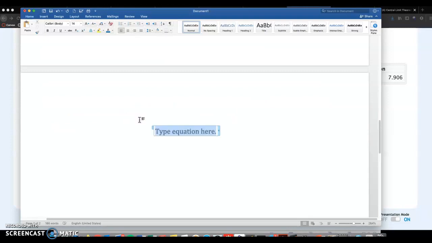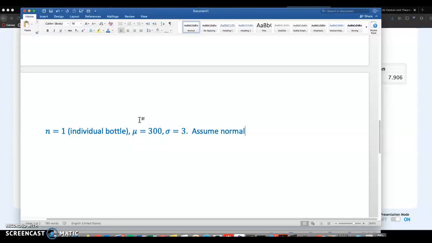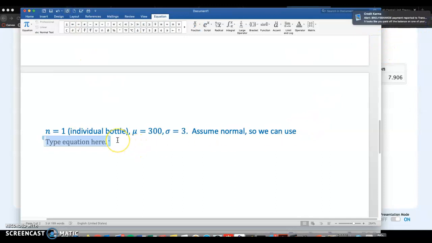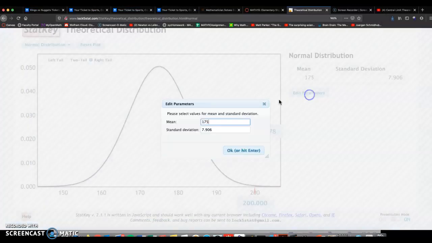I'll put right here, individual bottle. And the mean is 300. Standard deviation is 3. Assume normal. So we can use the normal distribution. So normal distribution with 300, 3. And so I'm going to go to my normal calculator. Change the parameters to 300 and 3. Click OK.